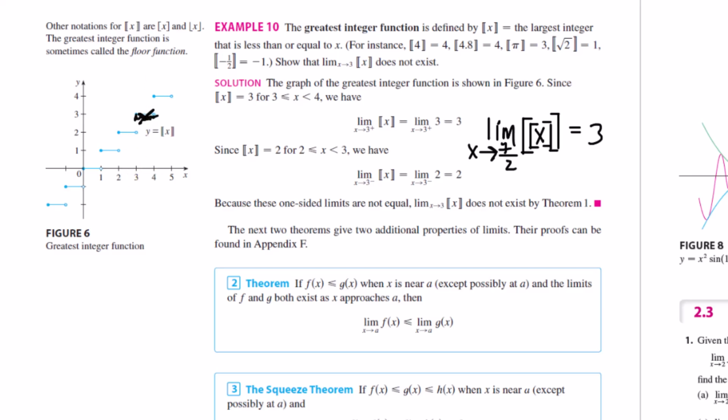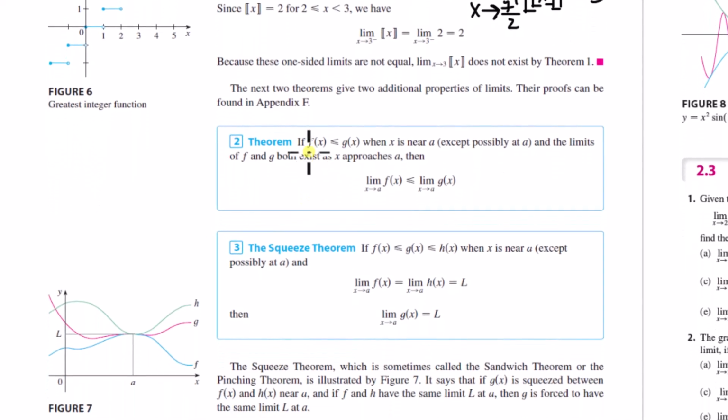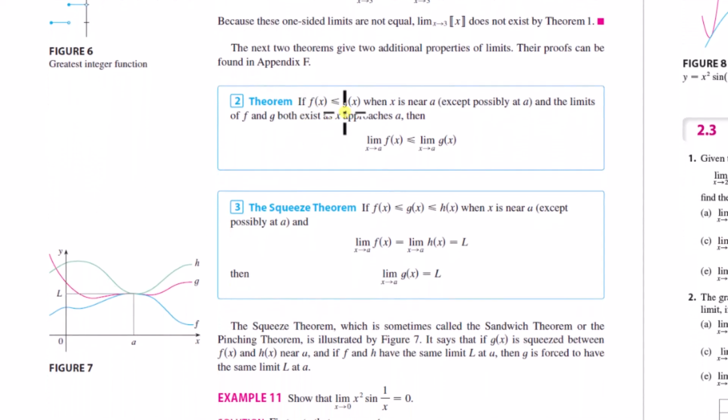Okay, so now let's look at these next two properties. The theorem here says if f of x is less than or equal to g of x when x is near a, except possibly at a, and the limits of f and g both exist as x approaches a, then the limit as x approaches a of f of x is less than or equal to the limit as x approaches a of g of x. Okay, so this theorem is pretty obvious, but from a rigorous math perspective, the textbook needs to state all theorems and properties like this. And this is obvious because, think about it.